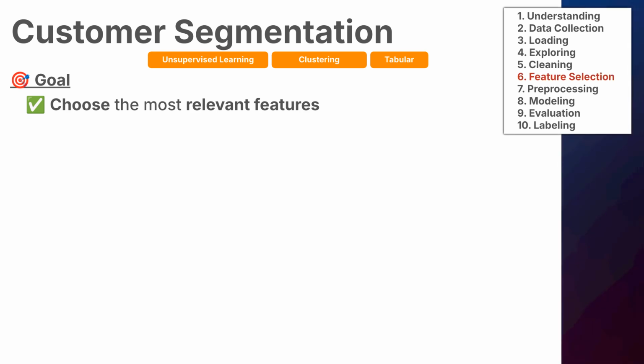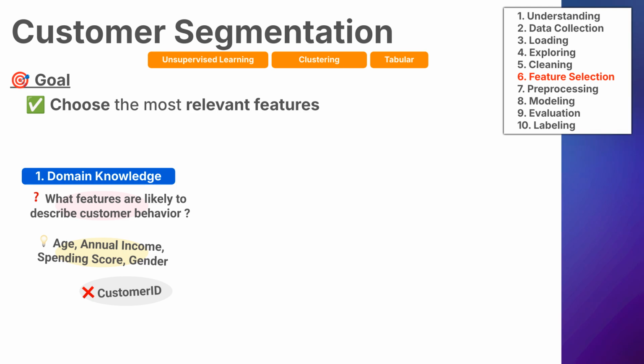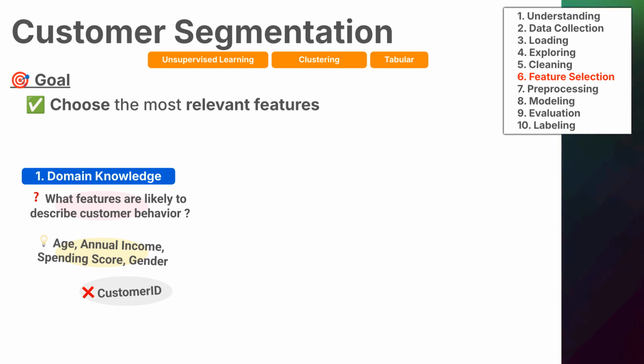6. Feature selection. The goal is to choose the most relevant features, columns, that will be used for clustering. The right features help the model group similar customers effectively. Let's use common methods. From the domain knowledge, age may affect preferences and spending. Annual income indicates purchasing power. Spending score directly shows spending behavior. And gender might be relevant if targeting marketing by gender. Customer ID is just an identifier, not meaningful.